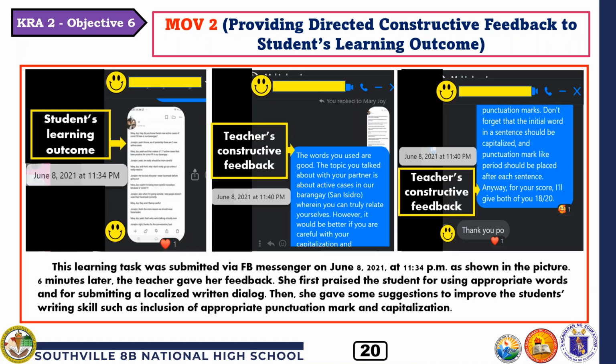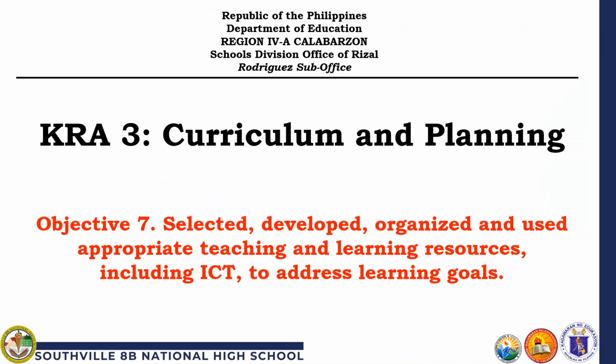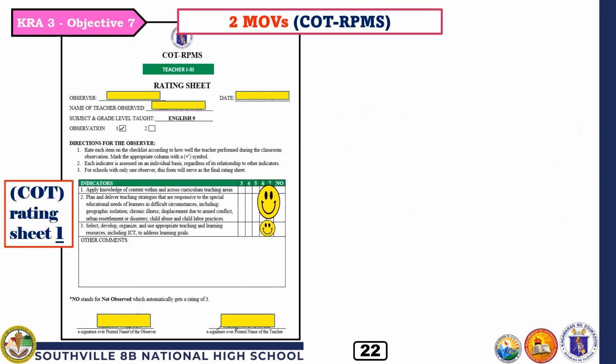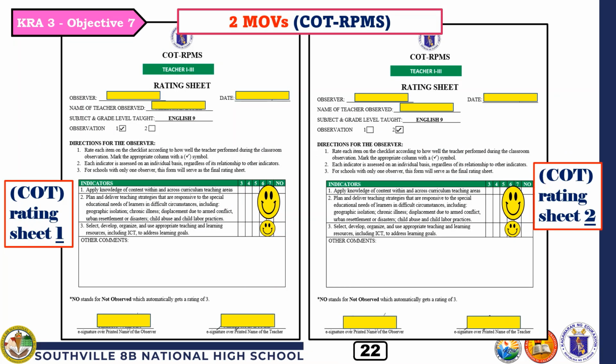This is the second MOV, KRA3 Objective 7. For this objective, you need 2 COT rating sheets or inter-observer agreement forms. COT rating sheet 1, COT rating sheet 2. Objective 3 in both COTs are highlighted.